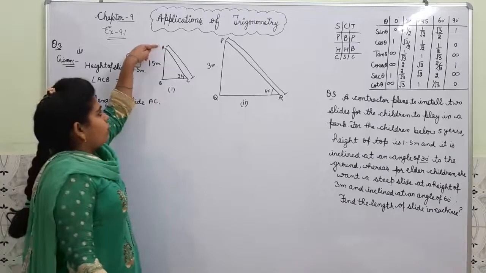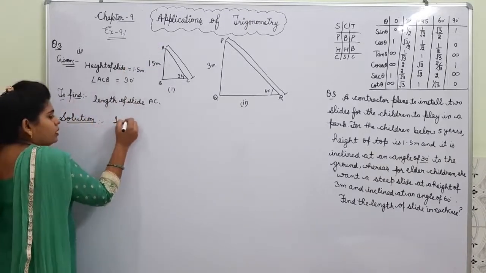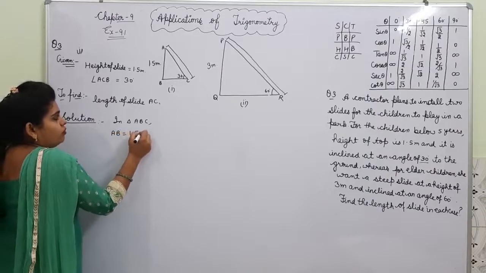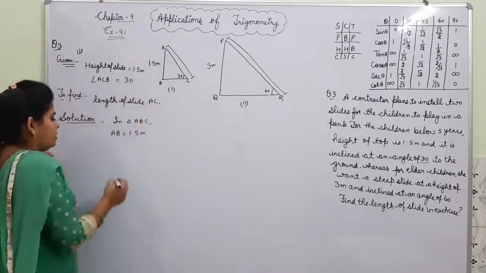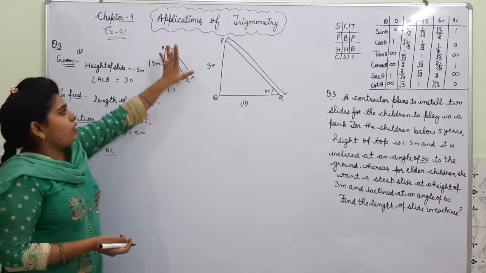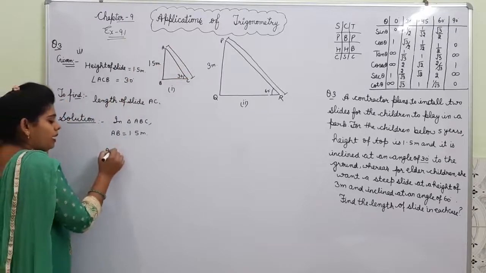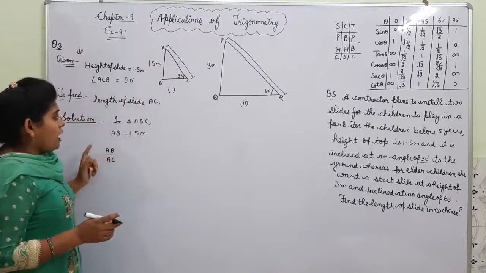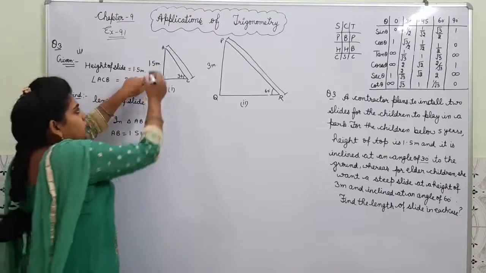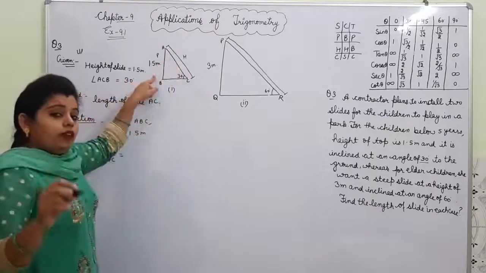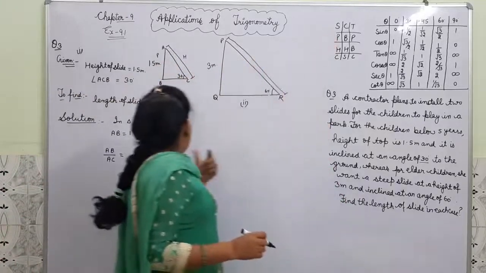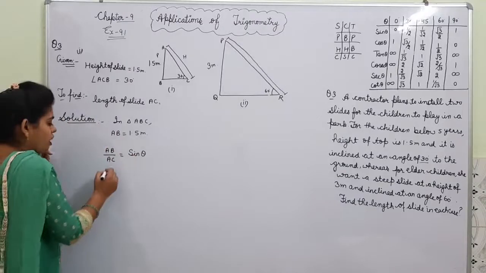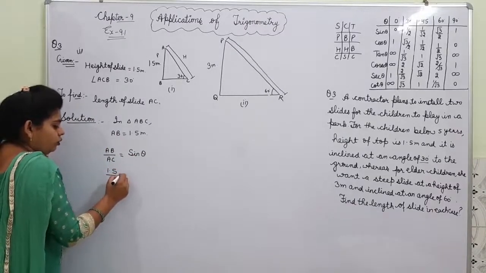Yes, dear students. Now, we will take this triangle ABC. In triangle ABC, what is given? AB is equal to 1.5 meter. And we have to find AC. So, we can take AB upon AC, and we can take AC upon AB also. Now, if I am taking AB upon AC, AB will behave as perpendicular and AC will be hypotenuse. And we know that perpendicular upon hypotenuse is sine theta, so it will be equal to sine theta. What is the value of AB? 1.5. AC we have to find.